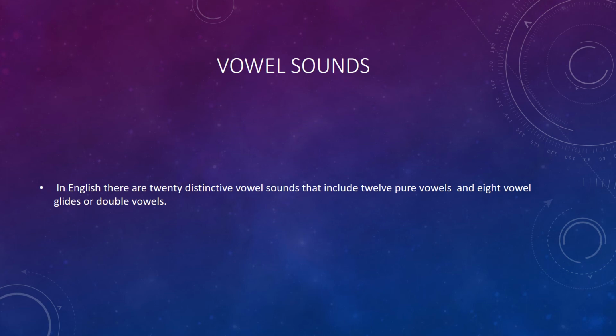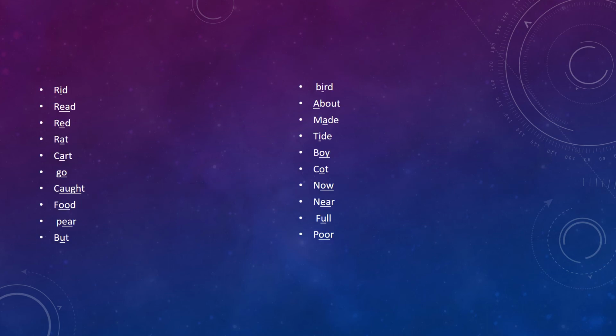And now we come to the vowel sounds. In English, there are 20 distinctive vowel sounds that include 12 pure vowels and 8 vowel glides or double vowels. Here is a list of all the vowel sounds of English language.